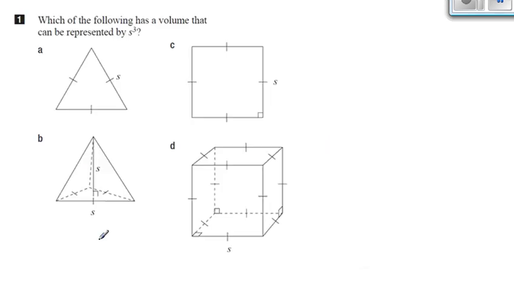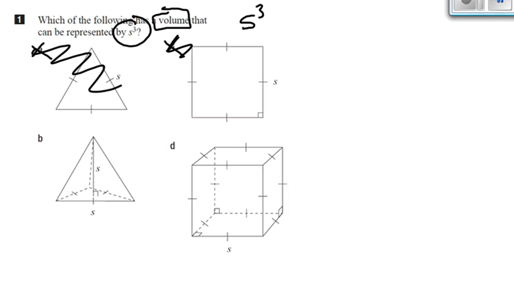So we start with question 1. Which of the following has a volume that can be represented by s cubed? And so s cubed also means s to the exponent 3. So the first thing is this is a volume statement. We know that volume only applies to three-dimensional objects, so there's no way it can apply to this flat triangle, and there's no way volume could apply to this flat square. So for sure, you cross off A and you cross off C.